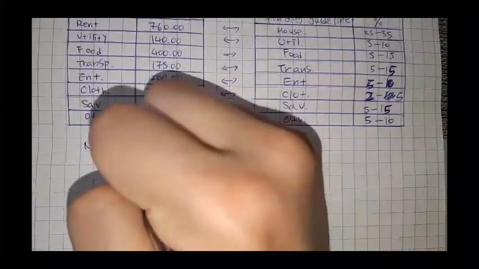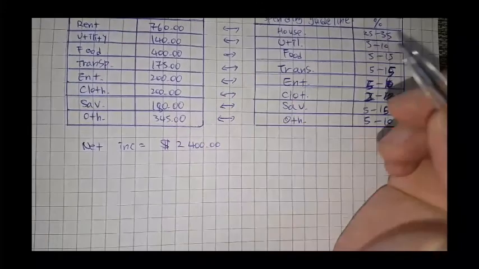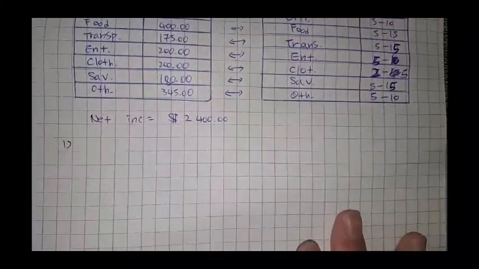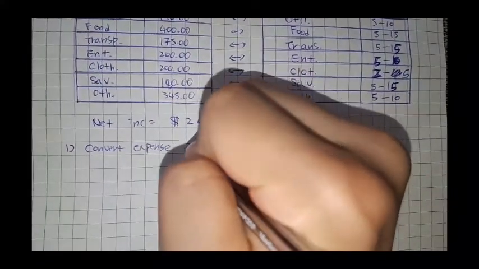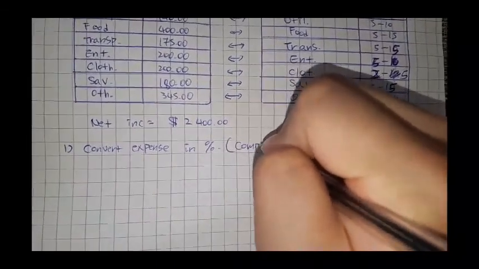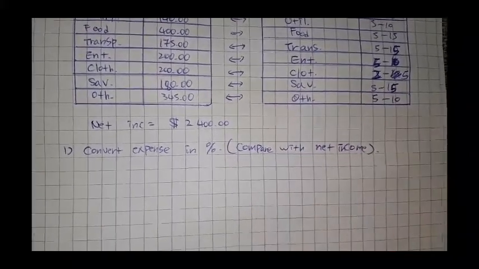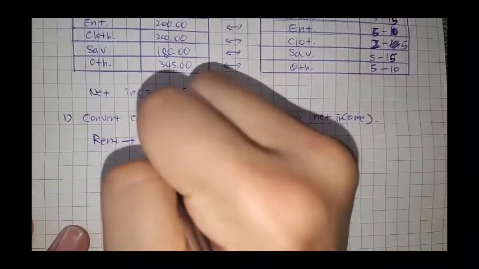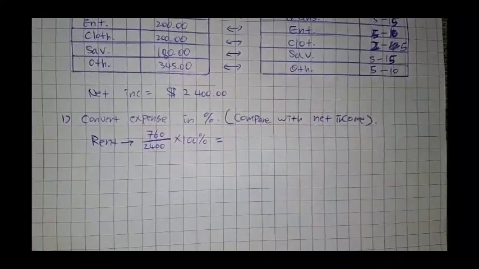Net income. Her net income, according to the question, is $2,400. So now, in order to compare each of them, the first thing you need to do is convert expenses into percentage. And the way that you show that is compare with net income. So first of all, rent will be calculated as 760 divided by 2,400 times 100. That's basically what you need to do.